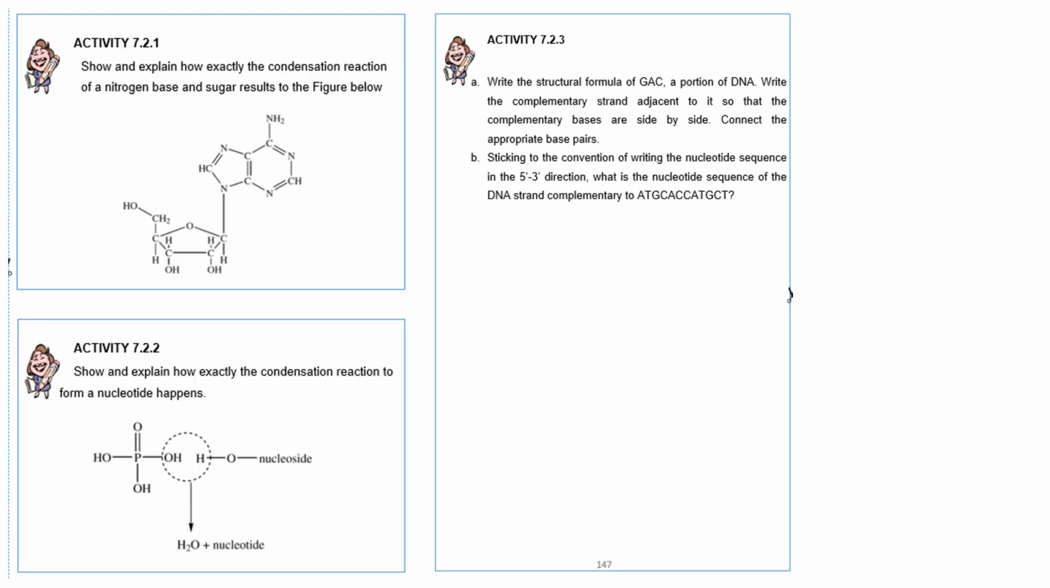For activity 4.2.1, show and explain how exactly the condensation reaction of a nitrogen base and sugar results in the figure below. So you have to do the same thing we've done in the 4.1 examples, how the condensation reaction happened. So you may need an additional sheet of paper but I need you to be very brief in your explanation.